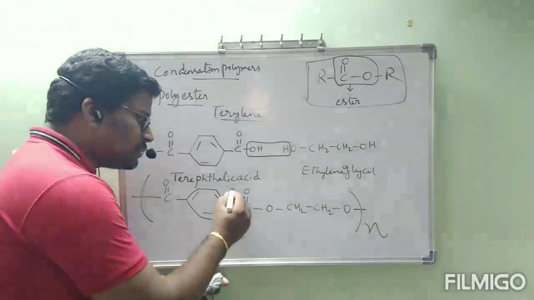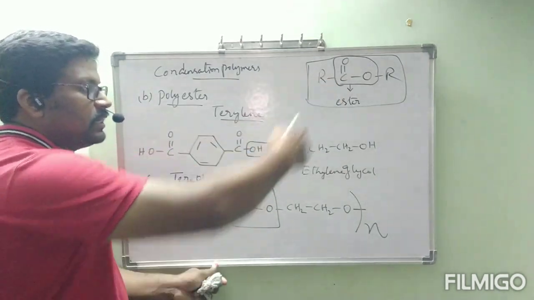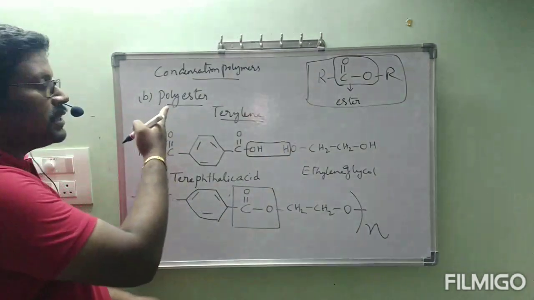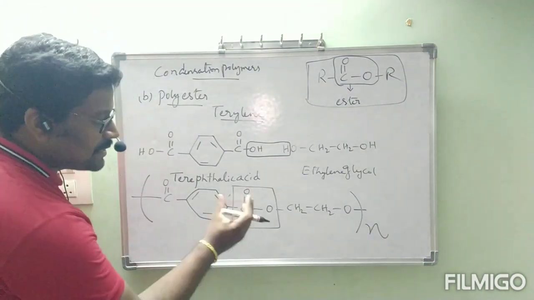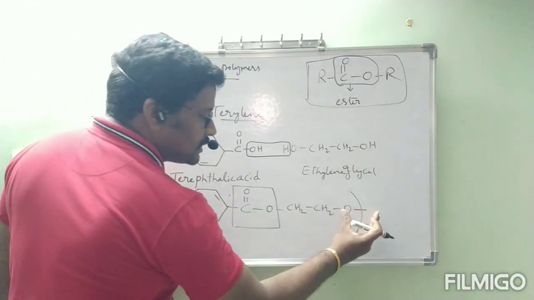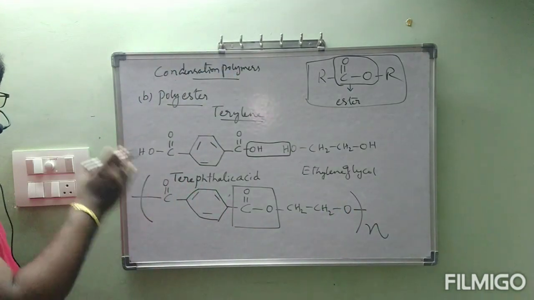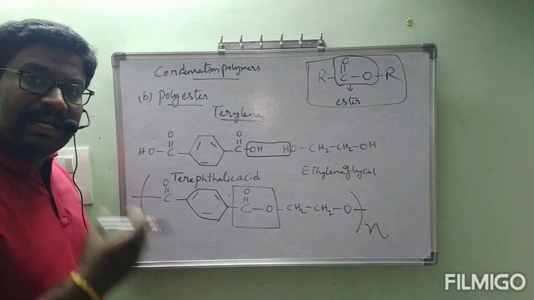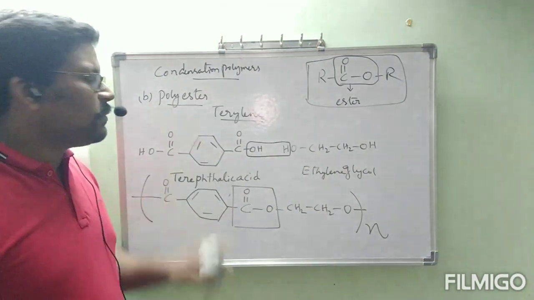In between these two molecules, what is the group we have? C double bond O O, resembling ester. That's why this is coming under polyester. Like this C double bond O O, here O C double bond O O, next here C double bond O O. Like that, this group is getting continued throughout the formation of polymer. That's why this is called polyester.